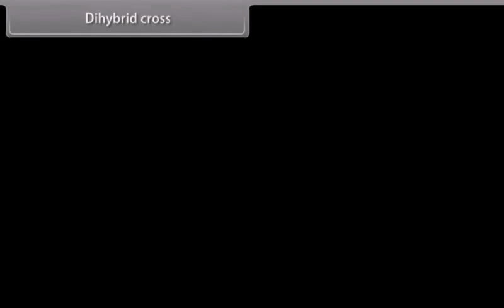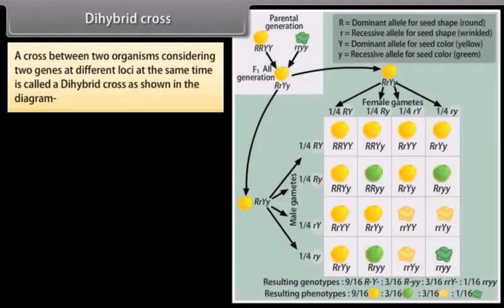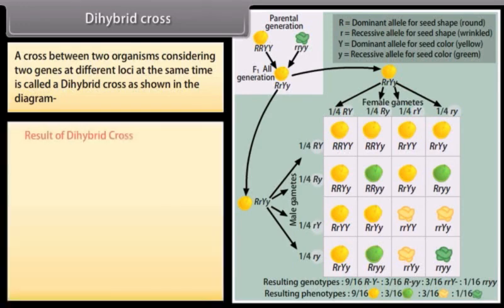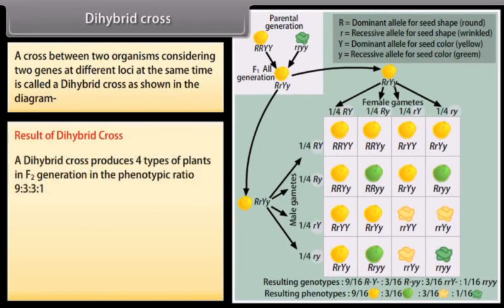Dihybrid cross. A cross between 2 organisms considering 2 genes at different loci at the same time is called a dihybrid cross, as shown in the diagram. Result of dihybrid cross. A dihybrid cross produces 4 types of plants in F2 generation in the phenotypic ratio 9:3:3:1.